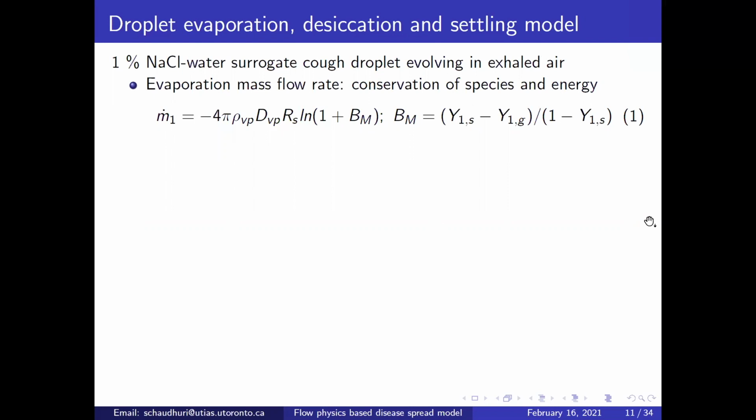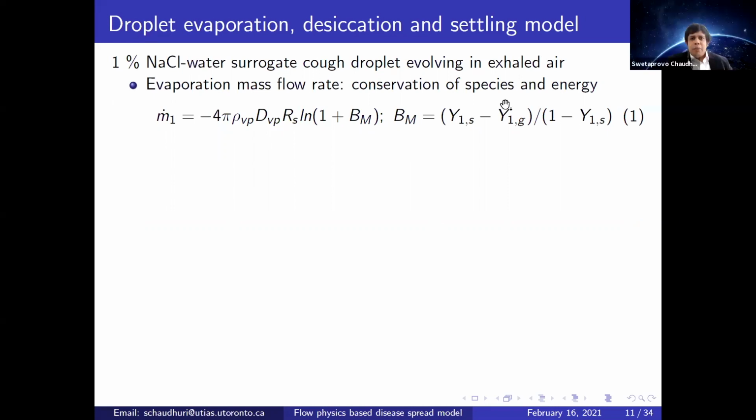Okay, great. So this is the droplet evaporation and desiccation model that we're talking about. First, the droplet evaporation model. This is fairly detailed. We work with this surrogate cough droplet, that is a 1% sodium chloride cough droplet, which is evolving in the exhaled air. But please remember that these droplets do not evolve in isolation, they evolve in the exhaled air, so their surroundings are governed by the output of the jet puff model, and I'll show how the coupling occurs.